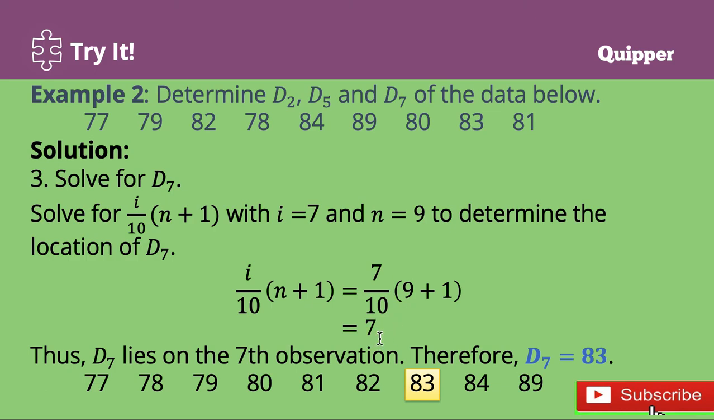Thus, the seventh decile lies on the seventh observation. Therefore, D sub 7, or the seventh decile, is equal to 83. Just count 1 to 7. 1, 2, 3, 4, 5, 6, 7.